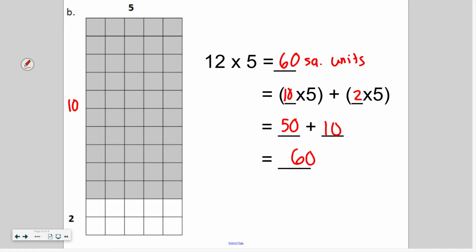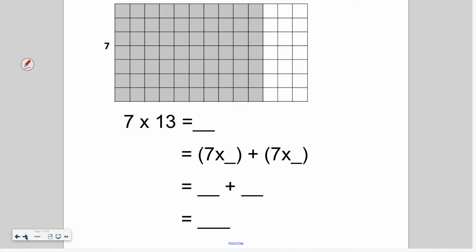So go ahead and try this last one, and then we'll check our work together. Press pause now to solve on your own, then press play to check your work.